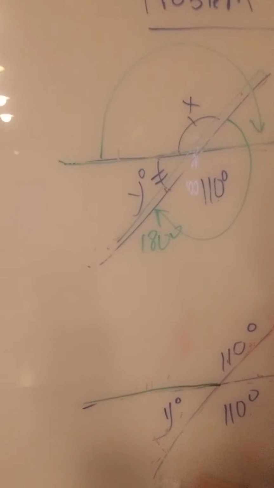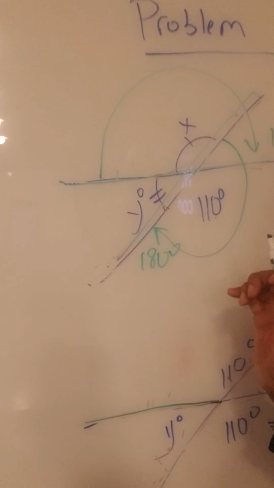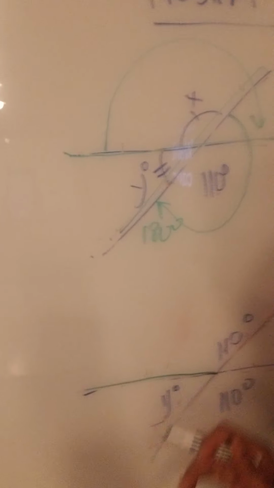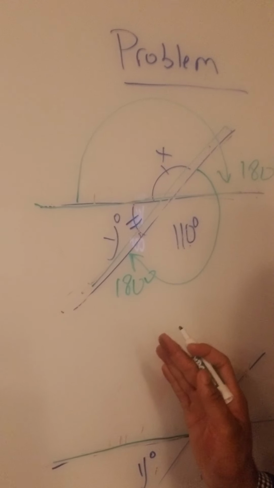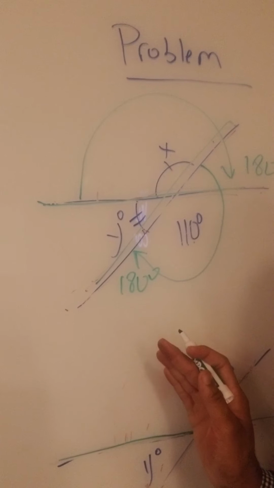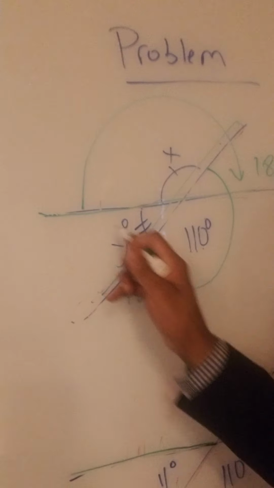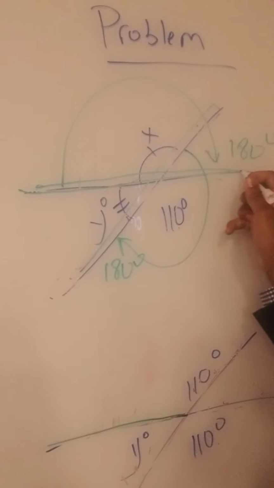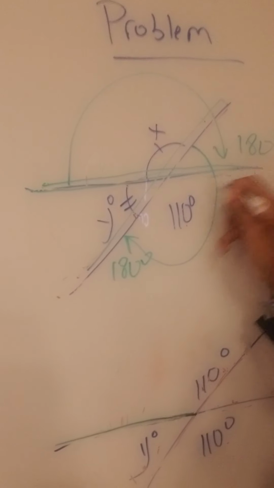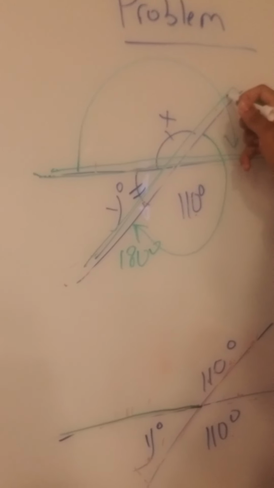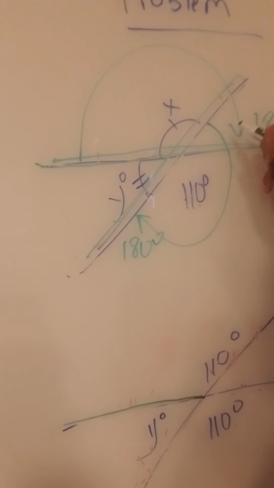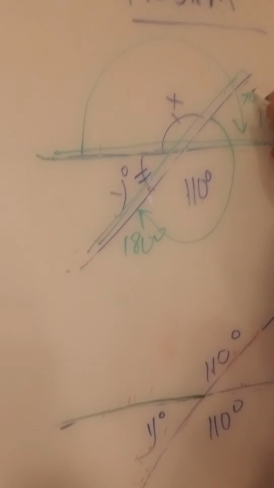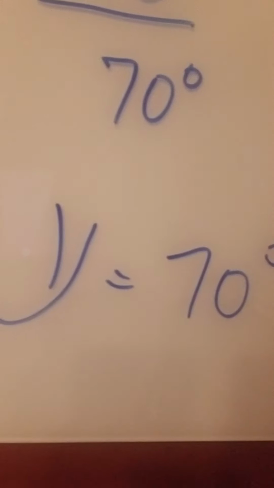So as far as question number 1, you can think of it a couple of ways. Stay with me, okay? Let's think of it in terms of the easiest way, which is the flat line rule. We know this flat line is 180 degrees. So if this is 110, this has to be 70. So y can be thought of as 70.